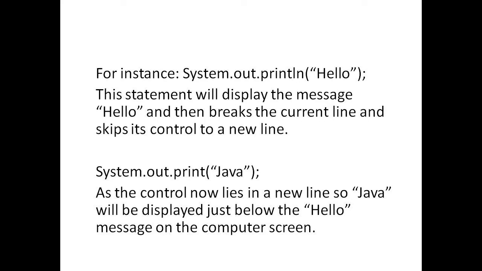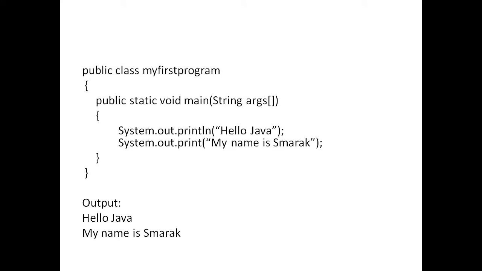For instance, System.out.println hello. This statement will display the message hello and then break the current line and skip its control to a new line. System.out.print Java, as the control now lies in a new line, so Java will be displayed just below the hello message on the computer screen. Let's look at the program for better understanding.